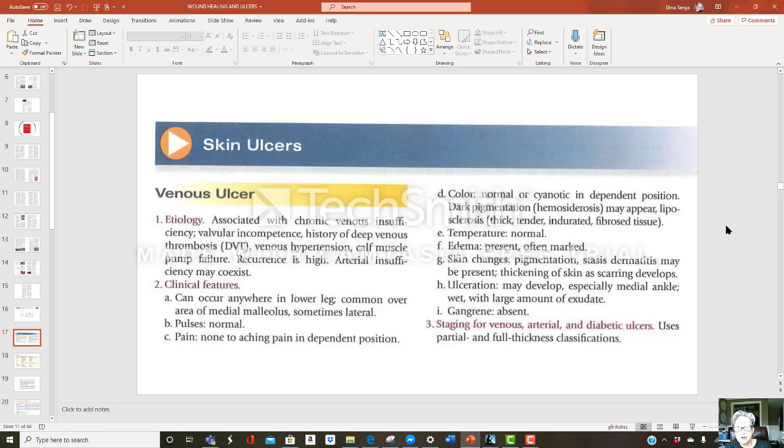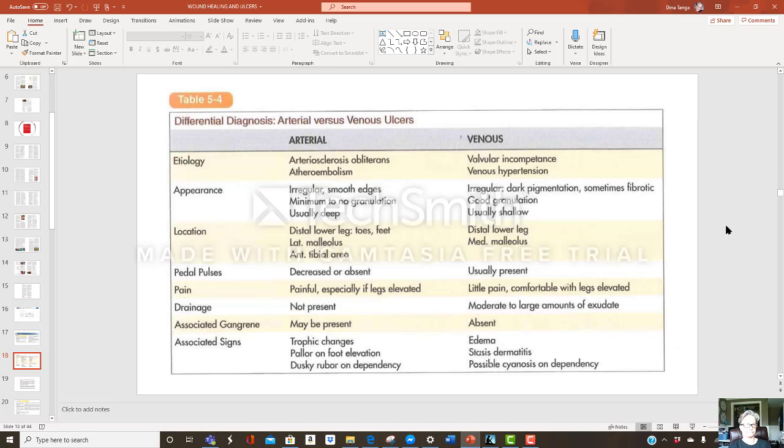Staging for venous, arterial, and diabetic ulcers uses partial and full thickness classifications. Differential diagnosis. Arterial versus venous ulcers. Etiology. Arterial, you're looking at arteriosclerosis and arterioembolism. With the venous, you're looking at valvular incompetence and venous hypertension.